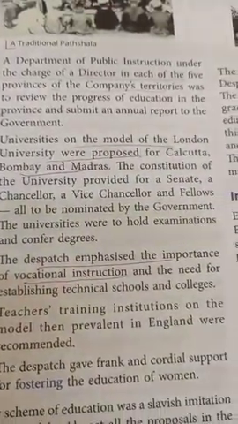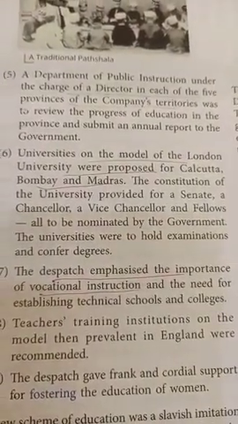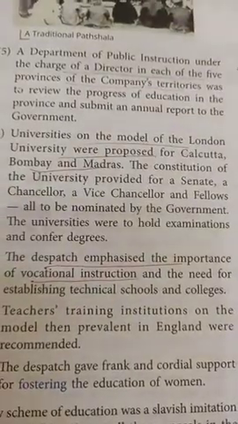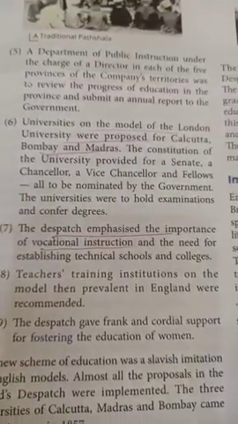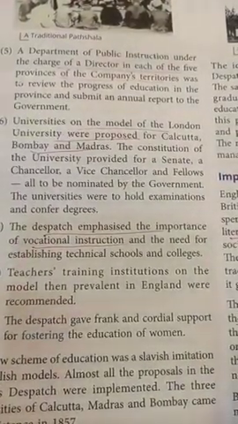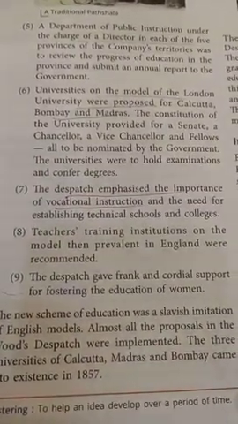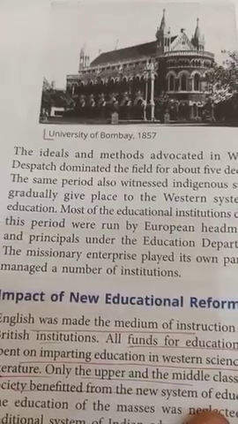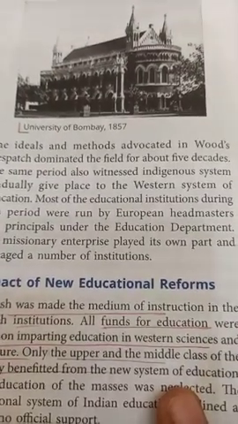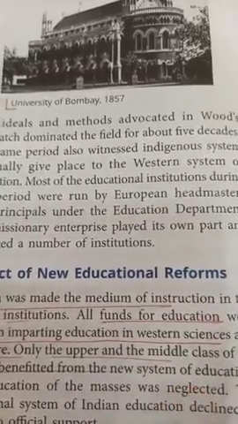The dispatch emphasized the importance of vocational instruction and the need for establishing technical schools and colleges. Teachers' training institutions were also thought of in this, and the dispatch gave frank and cordial support for fostering the education of women also. So this was the scheme of education. The ideals and methods advocated in Wood's dispatch dominated the field for about 5 decades. That means for the next 10-15 years it worked.